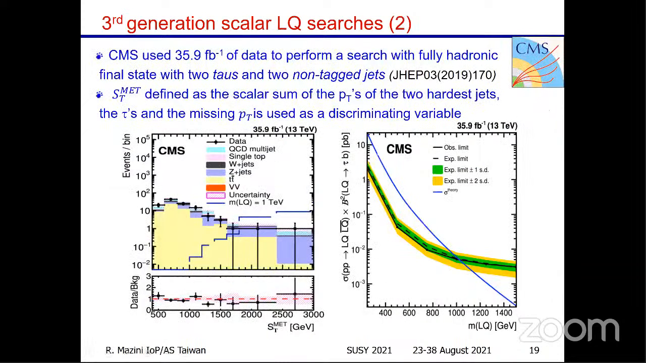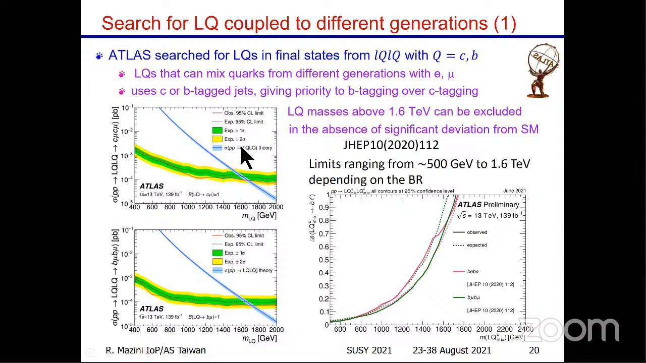Beyond the three generations, CMS did something similar, so I will skip this as well, and go to the different generation coupling, where ATLAS looked for a coupling through either C and B. As a conclusion, ATLAS managed to put limits ranging from 500 GeV to 1.6 TeV, depending on the branching ratio, as you can see from this plot here. Okay.